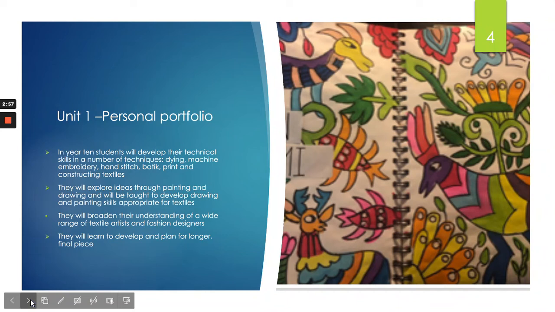We will look at different fashion designers and textile artists and study the way that they work as well, so again that's quite interesting. And if you enjoy things like fashion and clothes, there is a sense that you can do a lot of research there, and you'll learn to do some fashion drawing as well.